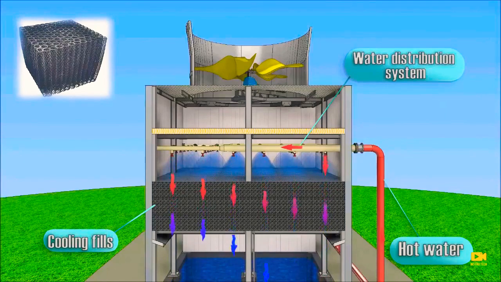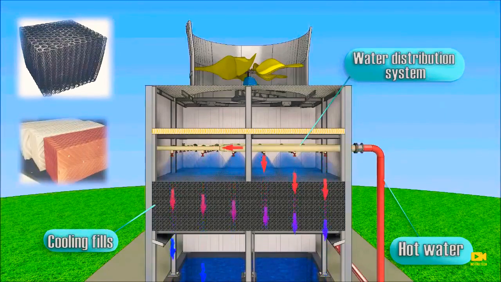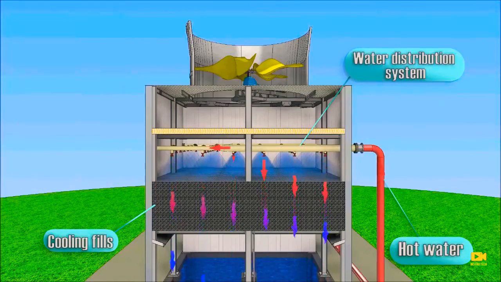On the fills, a water film is formed, from the surface of which the water evaporates and encounters the airflow. The larger the surface area of the fills, the more intensive is the evaporation of water, and the more efficient is the cooling tower.